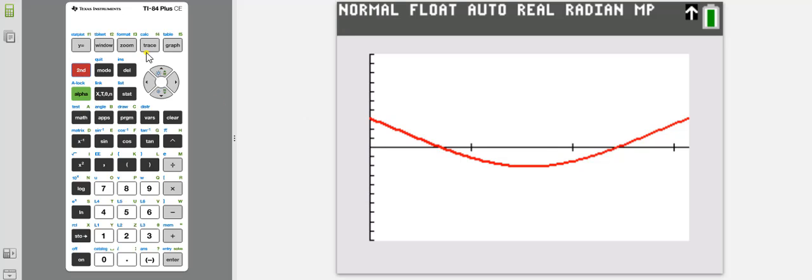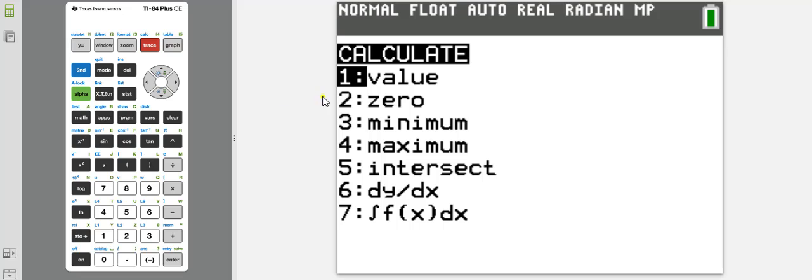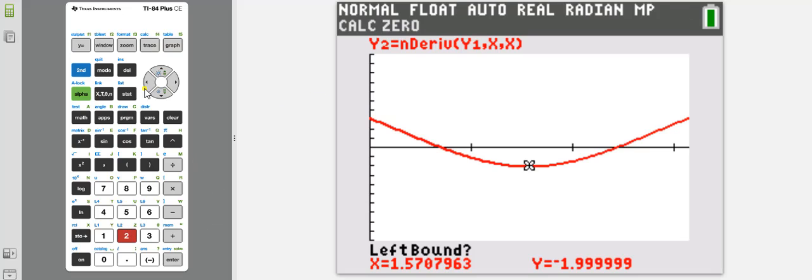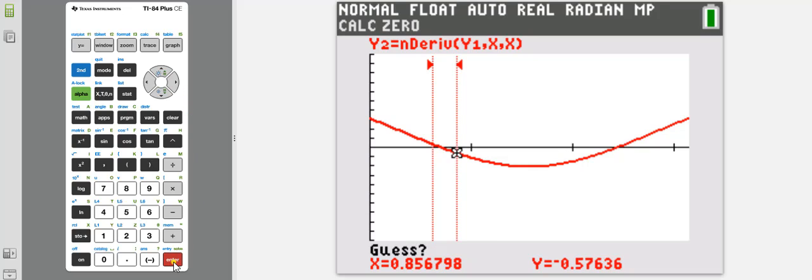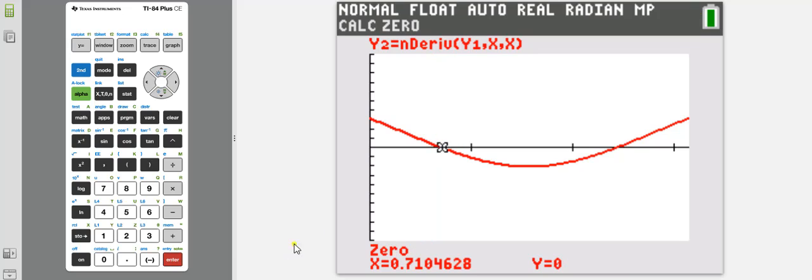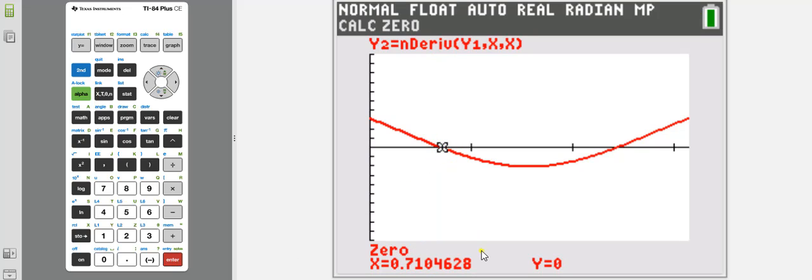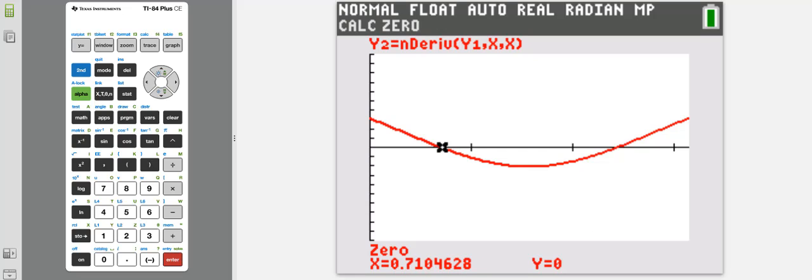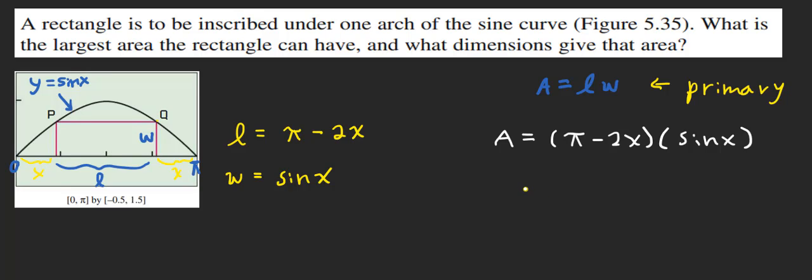So in order to find this value, we have to use zero. So press second, trace for calc, and choose number 2 for zero. For the left bound, you need to go to the left side of the zero that you want to find. Click enter. Now for the right bound, go to the right side of the zero, press enter. For guess, press another enter. And it gives you the zero, which is 0.7104628. So the area is largest when x equals 0.7104628.